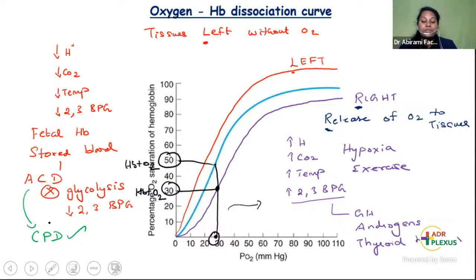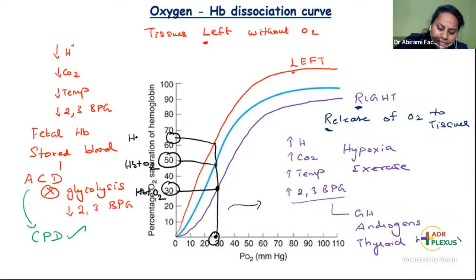Now let's do the same thing for the left shift of the curve. For the same 27 millimeters of mercury, which is your partial pressure of oxygen, look at the left shift curve. It is nearly 65% hemoglobin with oxygen. Normally, how much is the percentage saturation? At 27, it should be only 50% saturated with hemoglobin. But in the left shift of the curve, it is nearly 65% bound to hemoglobin.